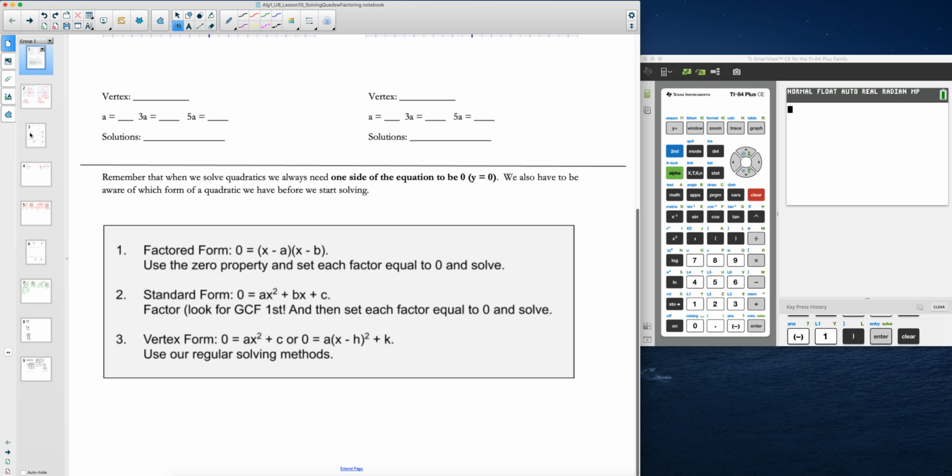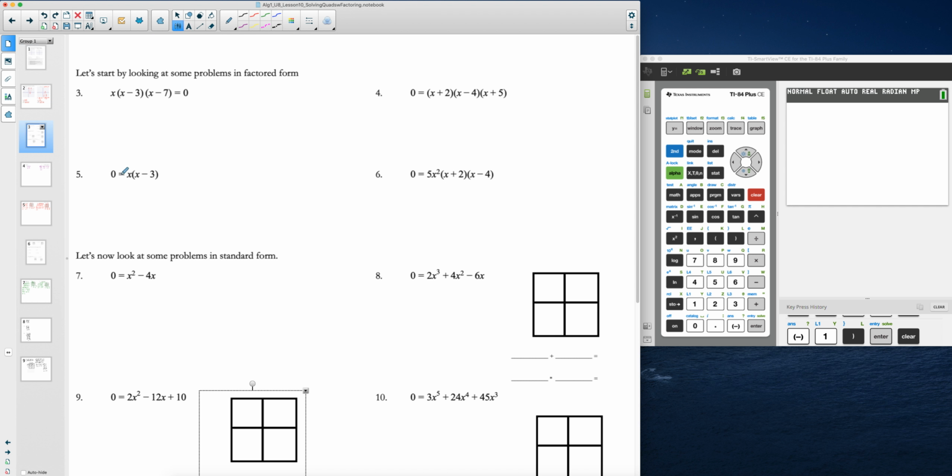So I'm going to flip to our second page of notes here. When you look at example 3 here, and you look at examples 4, 5, and 6, you can see that it's all factored for us. This is kind of what we want it to look like in order to solve. This is where we really don't have to do any pre-work to get it in this form. We can go ahead and think about solving right away.